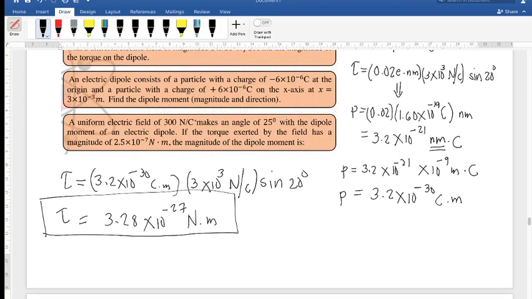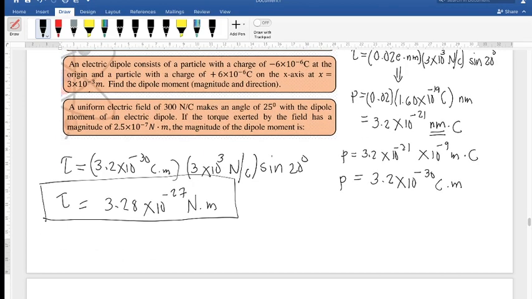So let's proceed to sample problem number 2. This is also straightforward. An electric dipole consists of a particle with a charge of negative 6 times 10 to the negative 6 coulomb at the origin, and a particle with a charge of positive 6 times 10 to the negative 6 coulomb on the x-axis at x equal to 3 times 10 to the negative 3. We have to find the dipole moment, the magnitude and direction.